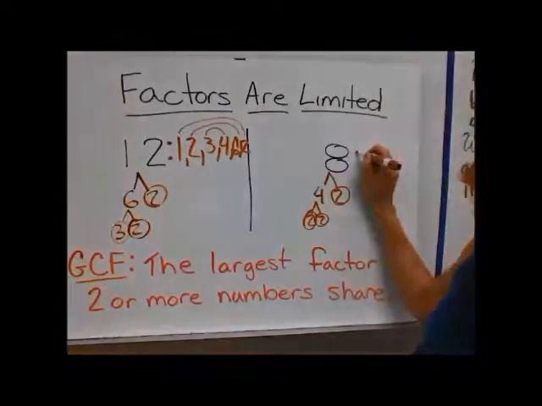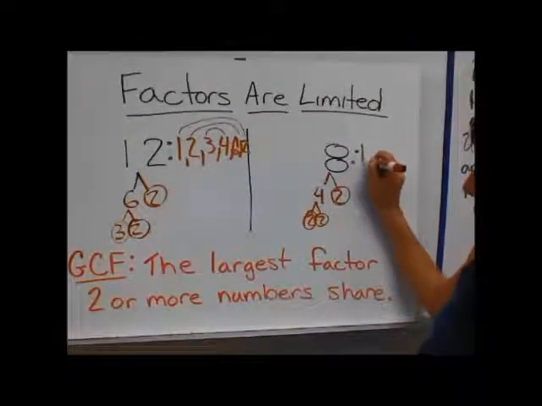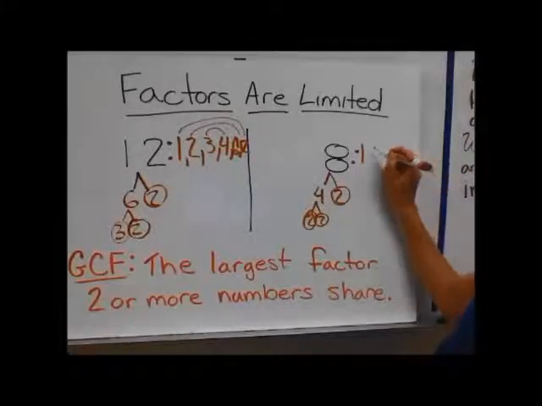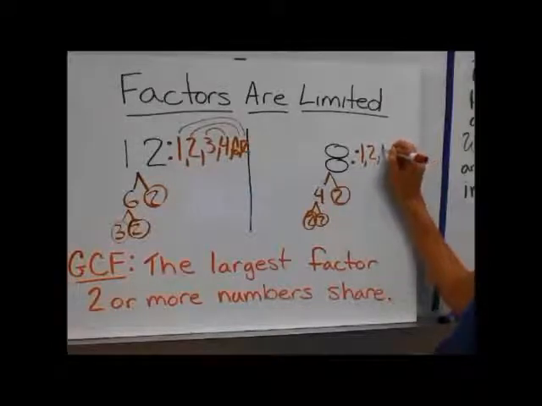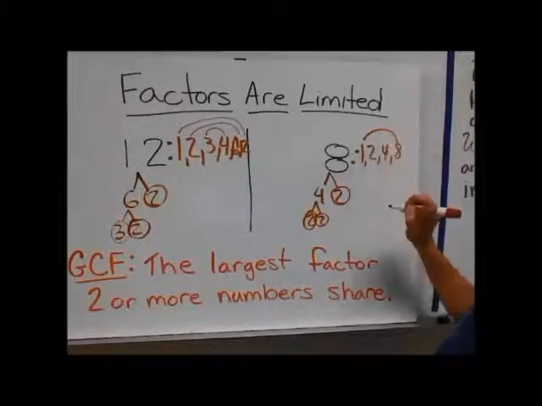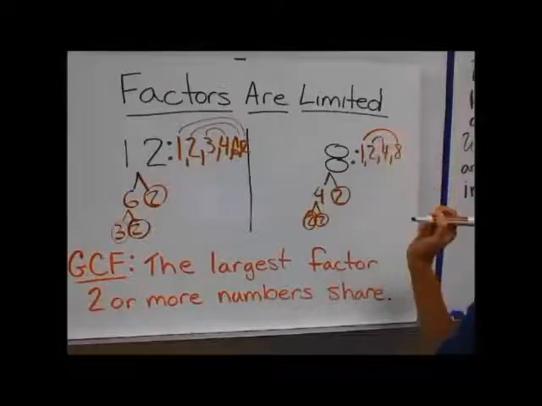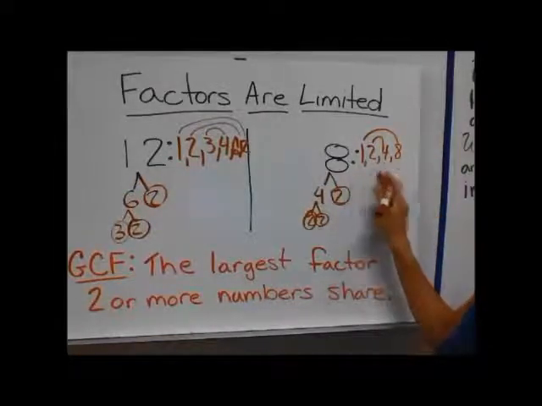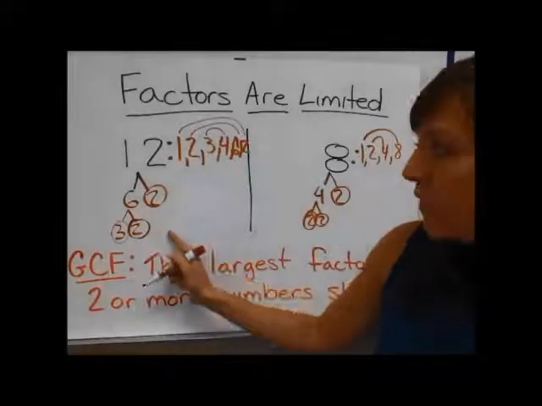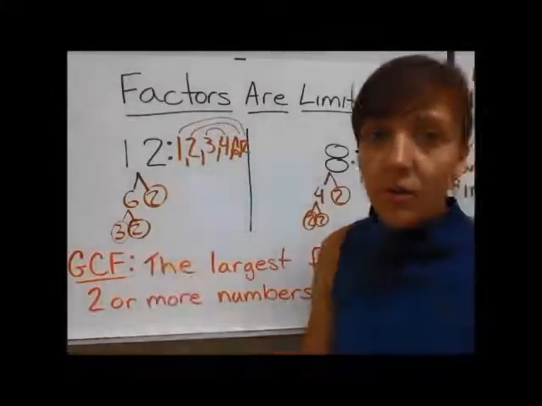Okay, I'm going to do the same thing for 8. 8 is divisible by 1, 2, 4, and 8. 1 times 8 is 8. 2 times 4 is 8. So these are all of the factors of 8. I did break 8 down into a factorization tree and 12 down into a factorization tree.